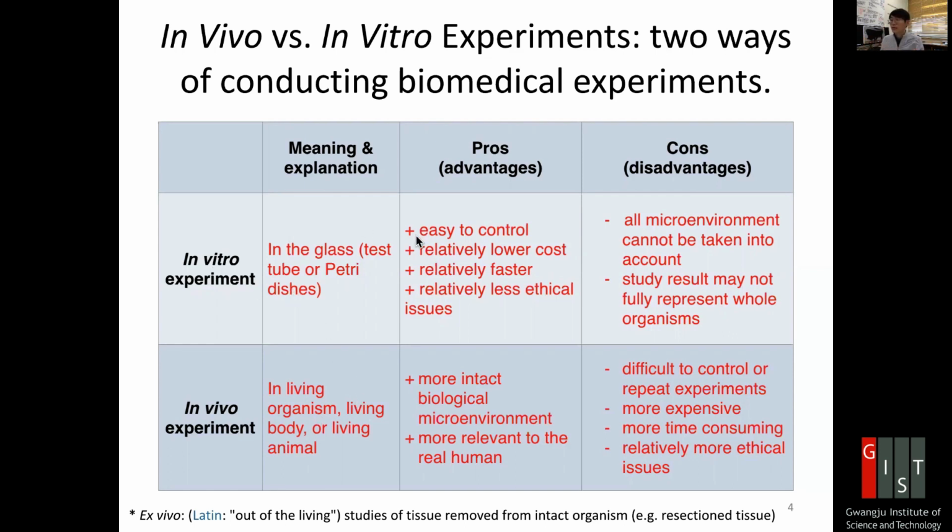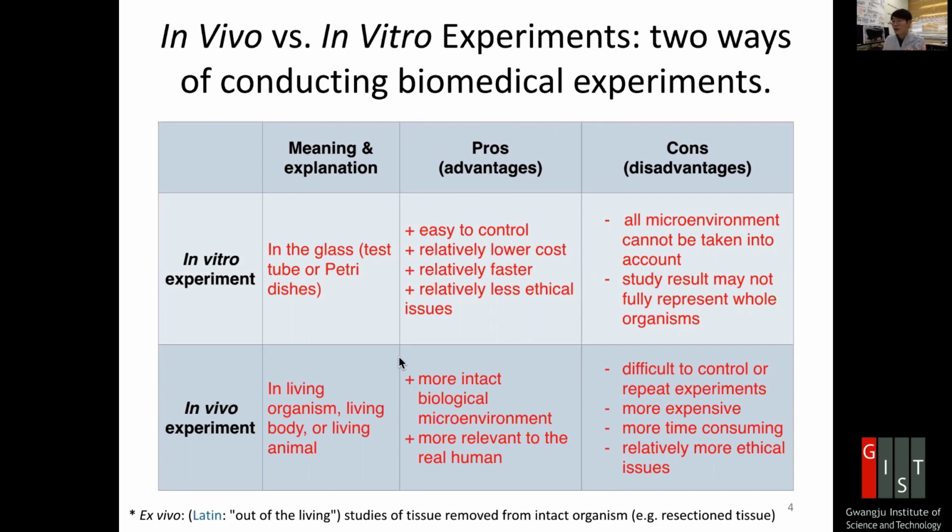So for in vitro experiments, we can replicate this test tube many times, so we can control it easily and replicate easily, and relatively the costs are lower. And also it's faster, you can do experiments in days or weeks. And also these cells were originally derived from a patient, but a long time ago. And these cellular materials cause fewer ethical issues.